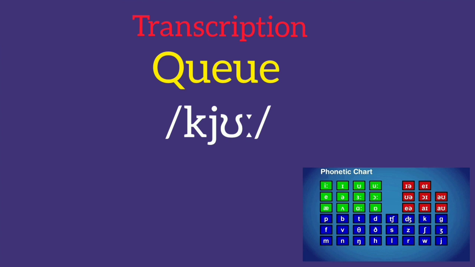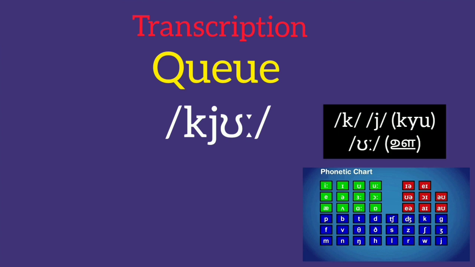The letters q sounds like kyu. Its phoneme k and u are used, and the letters ue produces oo sound and matches with the vowel oo. Its transcription is slash k u slash.